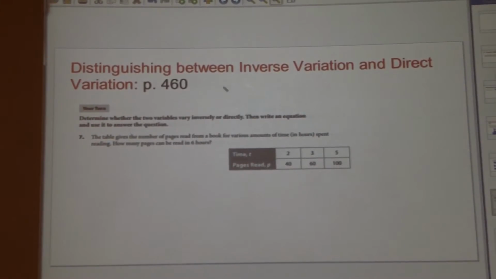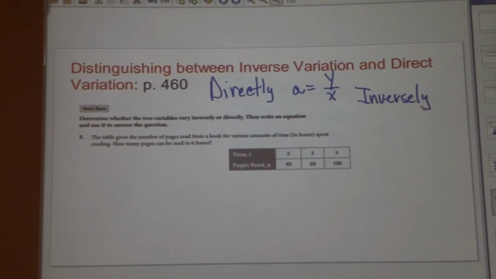Okay, continuing back on page 460, let's write those formulas up here so we'll have them. The constant formulas for directly is y over x, and inversely is y times x. These are the same formulas as before, just written as constant equals instead of y equals.